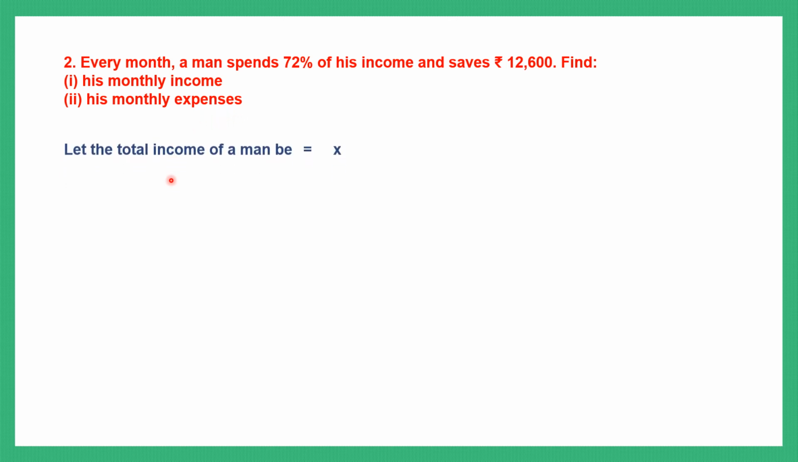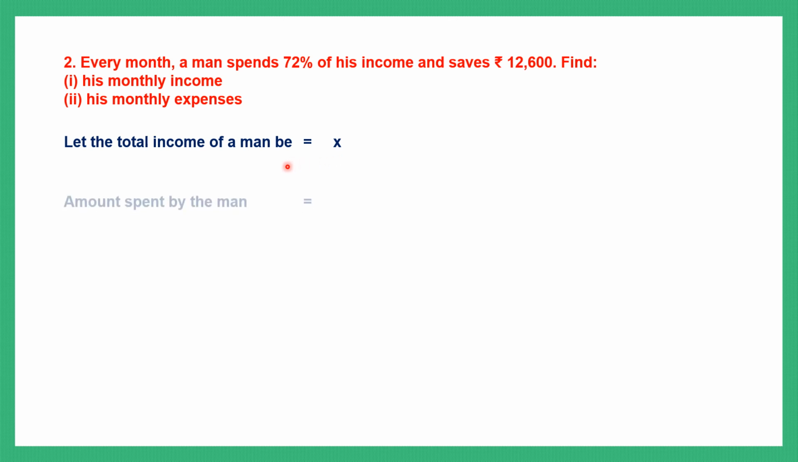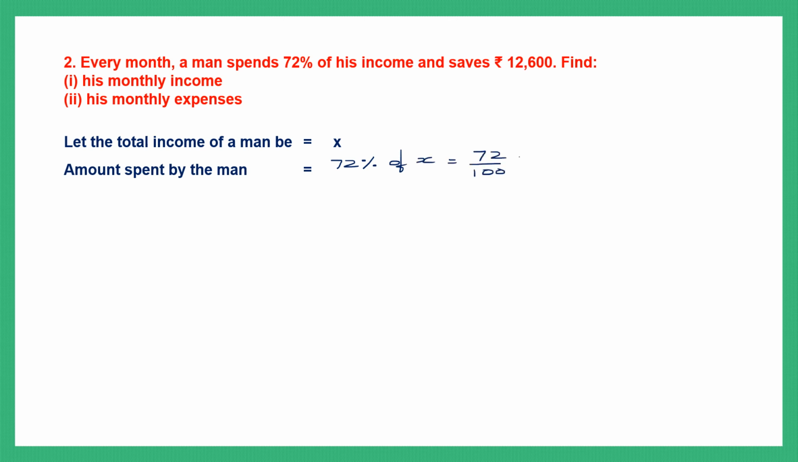So let's consider the total income of the man to be X, or the monthly income. The total income or the monthly income, let it be X. And we know that he spends 72% of this. Now we are going to find out how much he spends. Now 72% of X. This is how much he spends. So that is 72 by 100 into X.